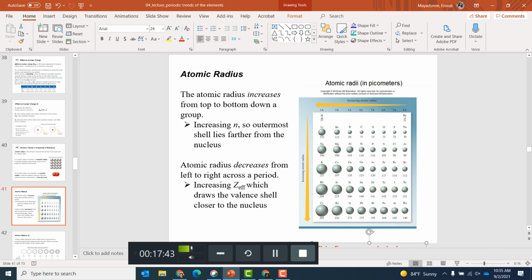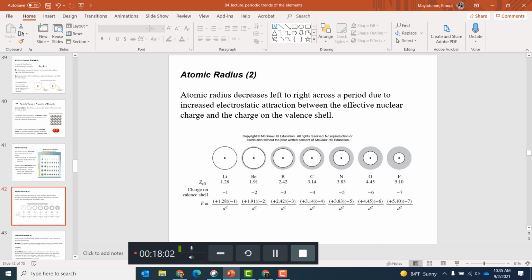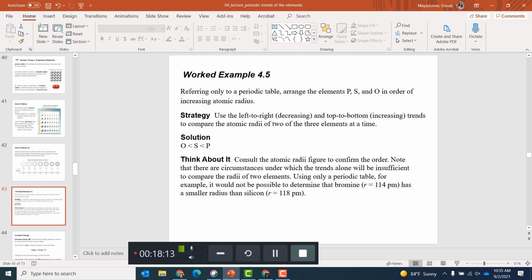So I like to summarize here. We've talked about the first trend, which is the atomic radius. What is the trend in the atomic radius? When you go across the period, from left to right, atomic radius decreases. When you go down the group, atomic radius increases. This is how they show it becomes smaller: it's big and getting smaller, because the effective nuclear charge increases.